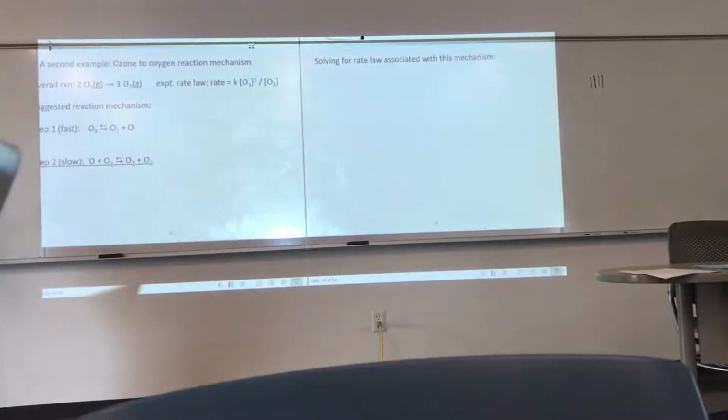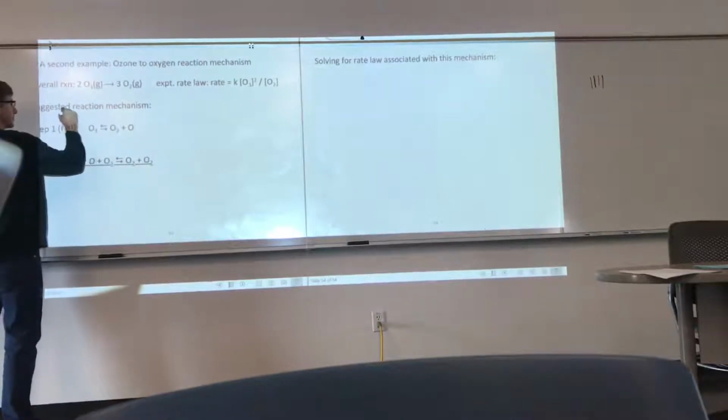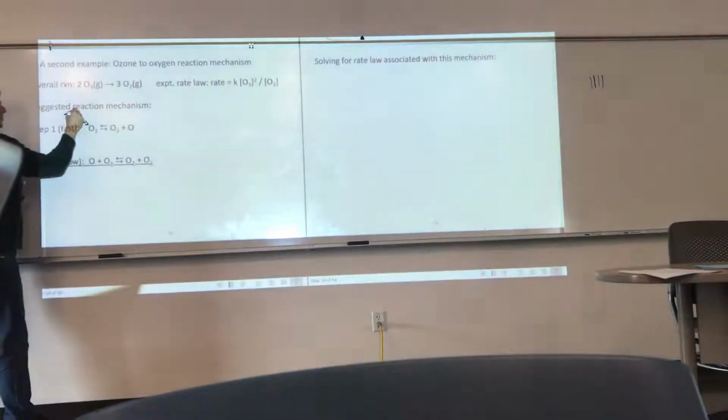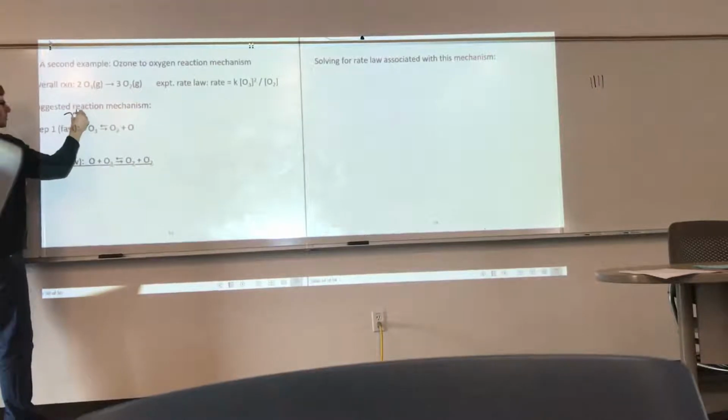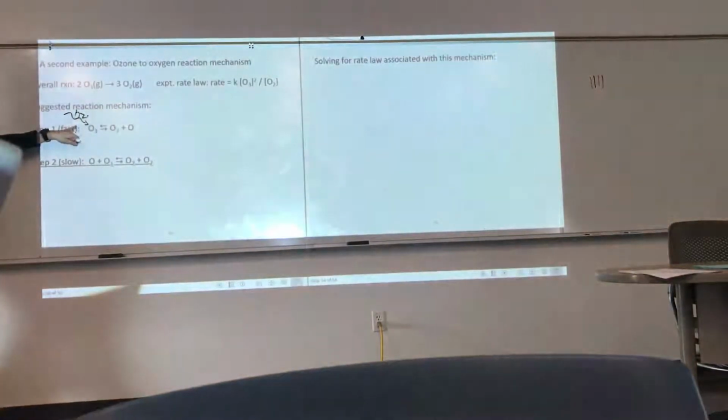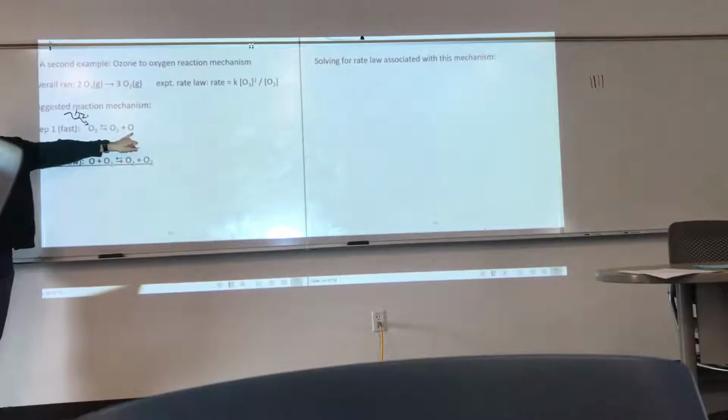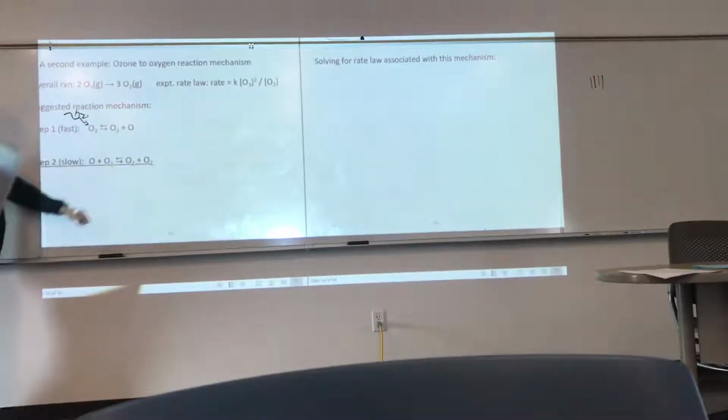A second example, ozone to oxygen reaction mechanism. This is a nice one to finish with because, at least in your notes, our beginning discussion of reaction mechanism started with this reaction. The suggested reaction mechanism is a fast first step where ozone is hit by ultraviolet light, that's Planck's constant times frequency, just some form of light. It breaks ozone apart, and you get an oxygen molecule and an oxygen atom, which then continues.